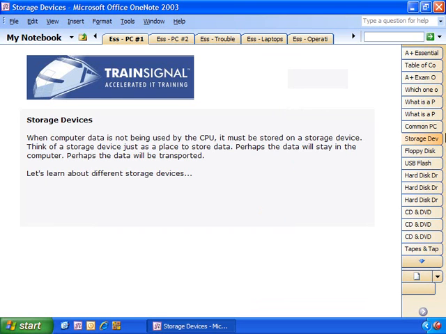All right, so now let's talk about storage devices. Storage devices are an important part of personal computers. When computer data is not being used by the CPU, that's the processor in the computer, it must be stored on a storage device. So you can think of this storage device as a place to store your data. Perhaps the data will stay in the computer, perhaps it will be transported when the computer's off. Think of this storage device as your file cabinet.